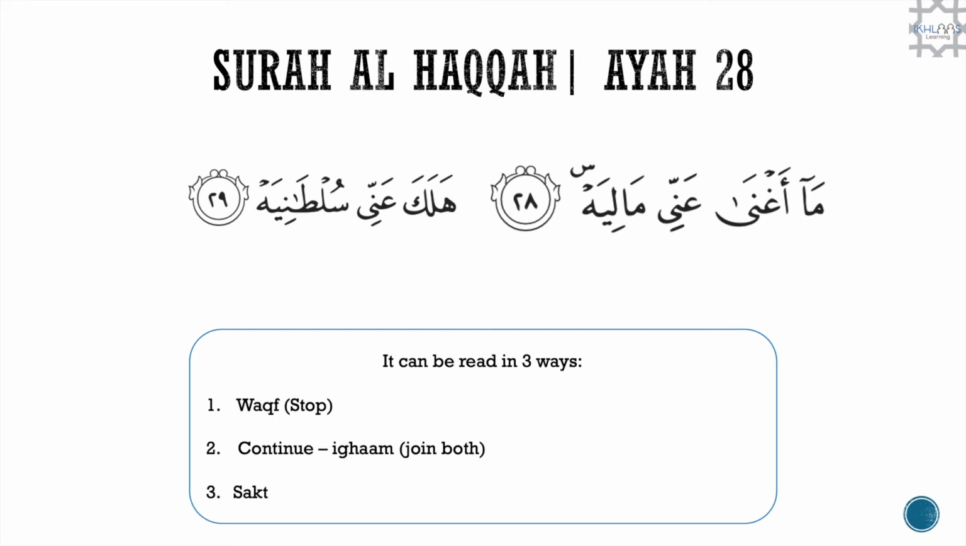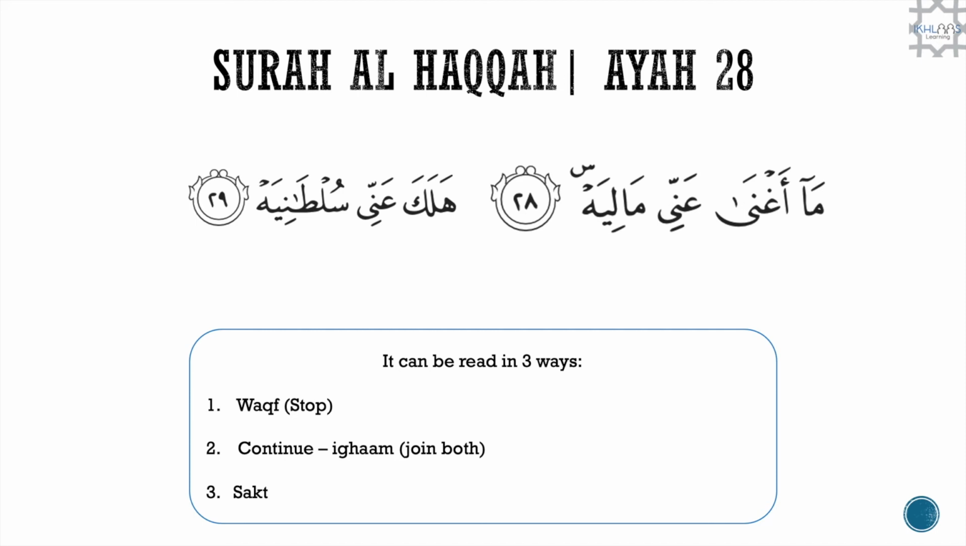So we can read this in 3 ways. The first one, we can just read it as a waqf, a stop, and take a breath. So, مَا أَغْنَىٰ عَنِّي مَالِيَهْ هَلَكَ عَنِّي سُلْطَانِيَهْ. Take a breath. The second way is where we can do the idgham mutamathil.